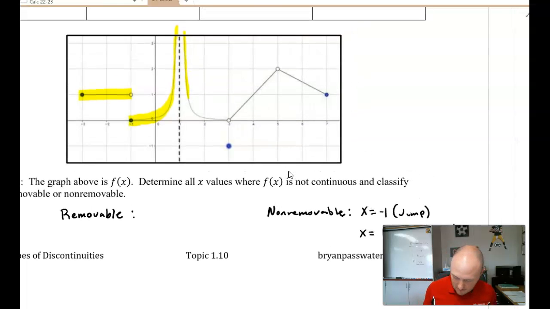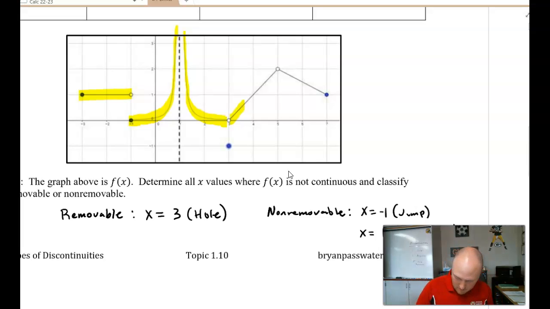Okay, let's go back to my highlighter. I'm going ahead and drawing. Oh no, there's a hole. Whoop. I don't care that there's a point below it. There's a hole there. I had to go over it. That's a hole. So that's a removable discontinuity at 3, right? Hole.